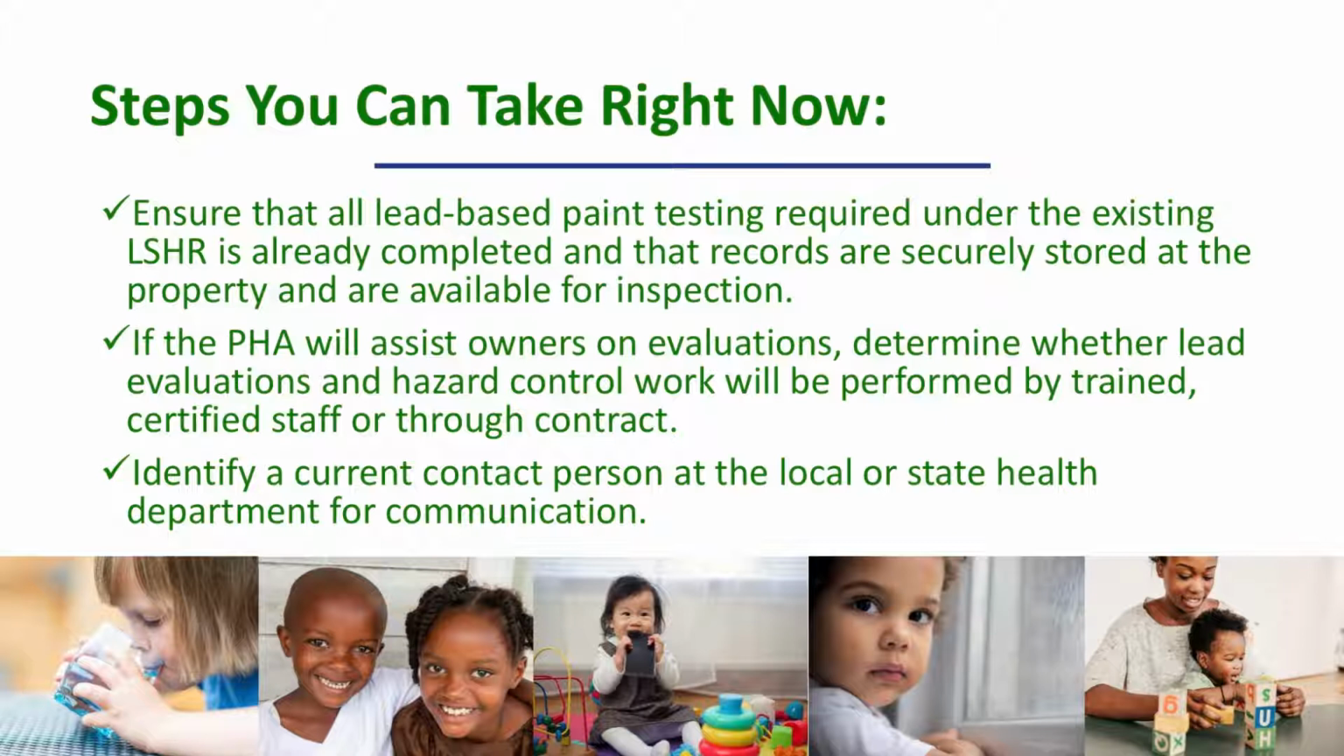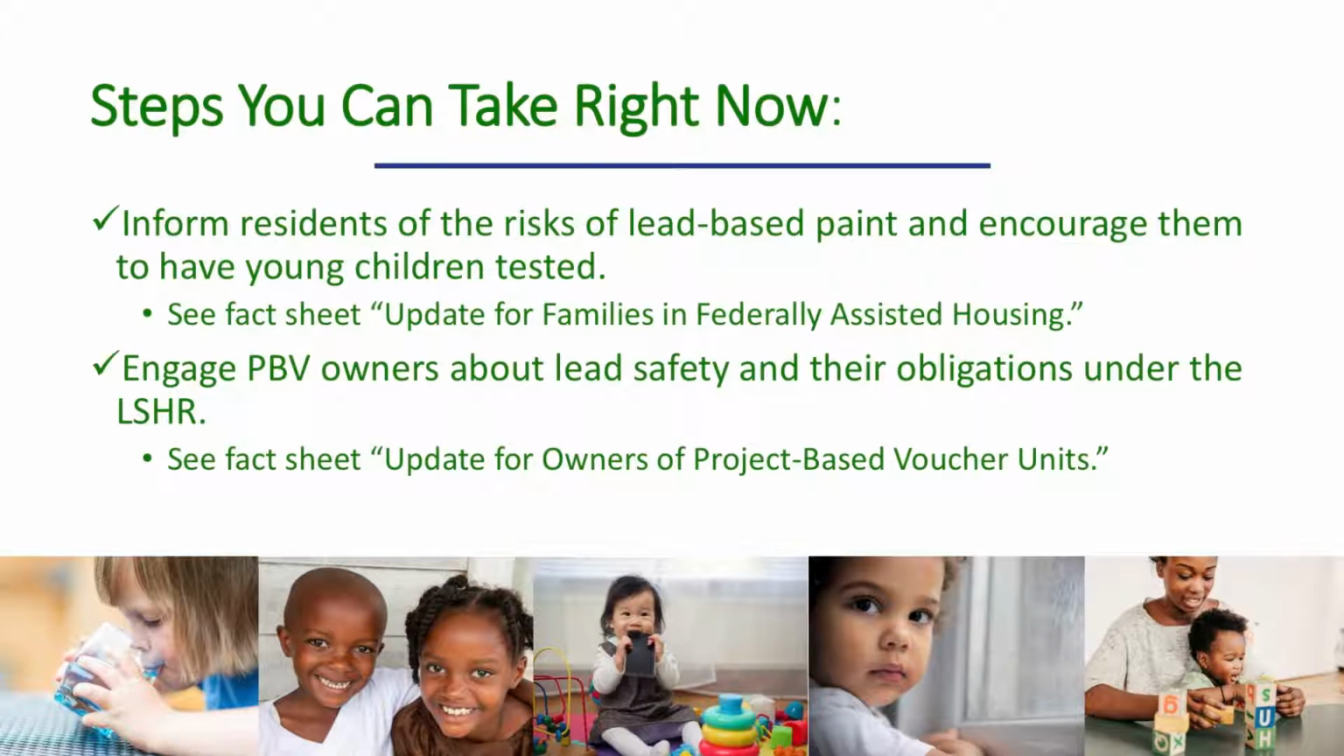If new contracts require approval by the PHA's Board of Commissioners, the process should be started in advance of the need. You should also make sure to identify a current contact person at the local or state health department for communication purposes. You may also want to inform residents of the risks of lead-based paint and encourage them to have young children tested for the lead in their blood.